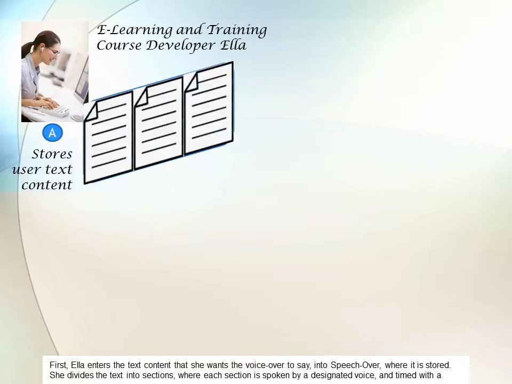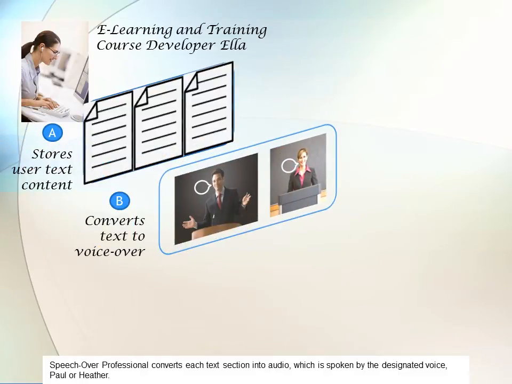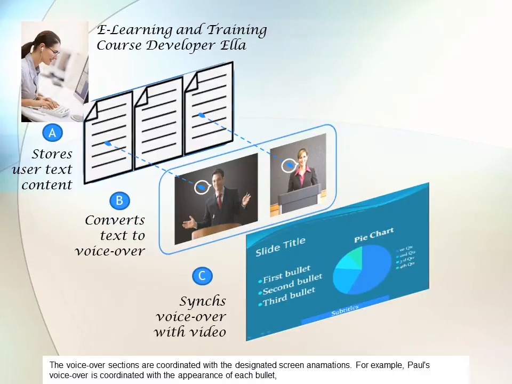She divides the text into sections, where each section is spoken by a designated voice, and timed with a designated slide animation. The text content to be spoken corresponds to a presenter's speech, and is not just the text on the PowerPoint screen. Speech-over Professional converts each text section into audio, which is spoken by the designated voice, Paul or Heather. The voiceover sections are coordinated with the designated screen animations.